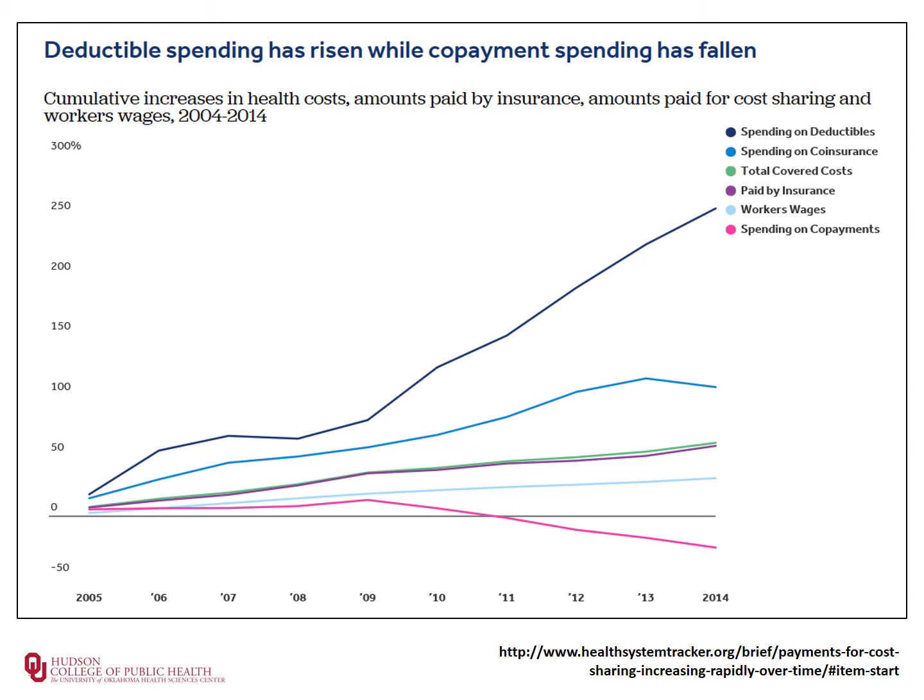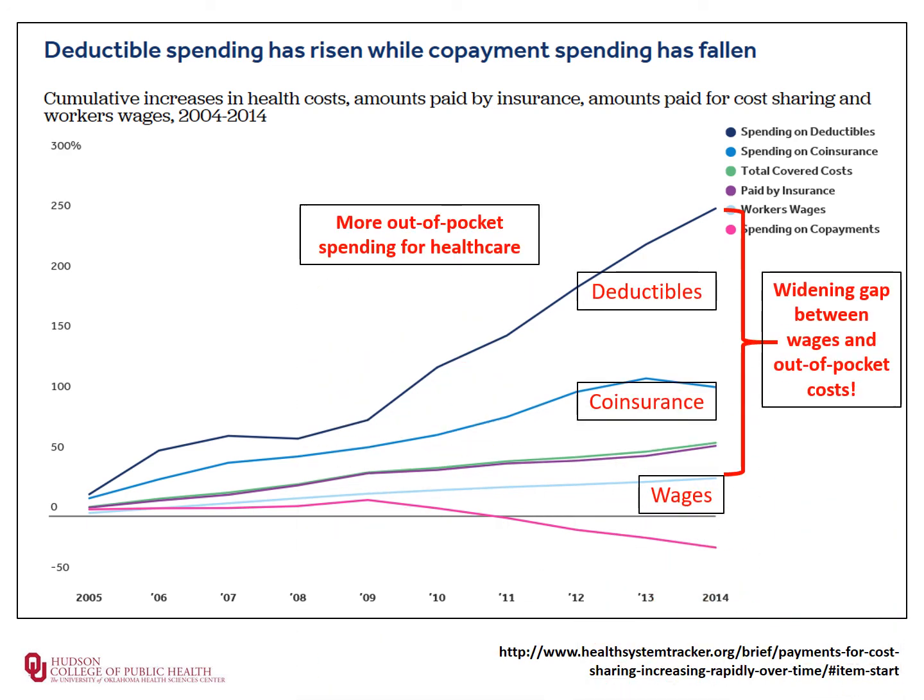I have no idea if the pointer will show up, but if you look at the light blue line, that's wages from 2005 through 2014. Those wages have gone up on average 2% per year. So if you've been employed over that time frame, unless you got a big job title change or something else, on average, your salary would go up about 2% per year. However, look what's happened to the cost of deductibles and co-insurance.